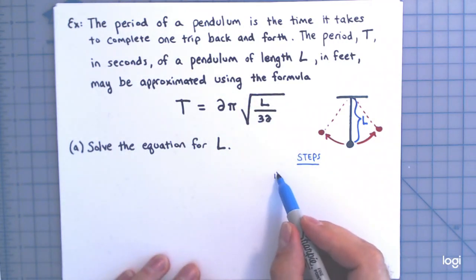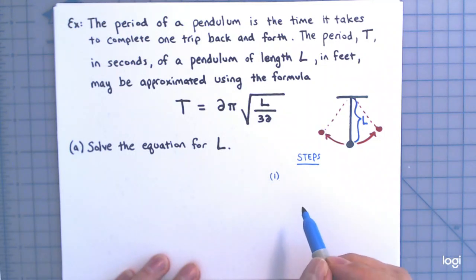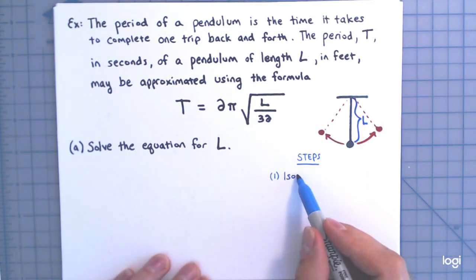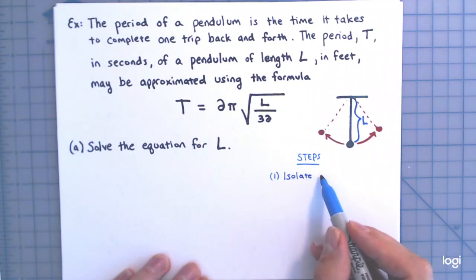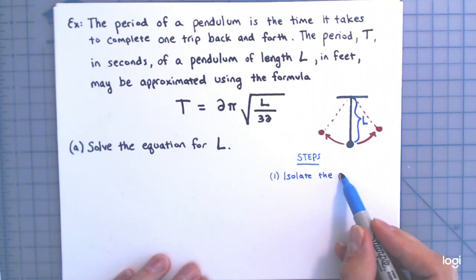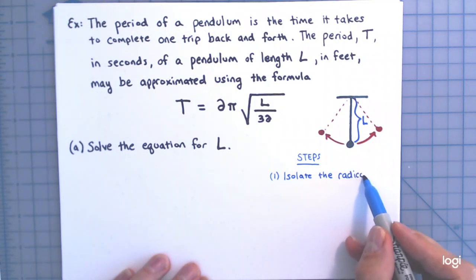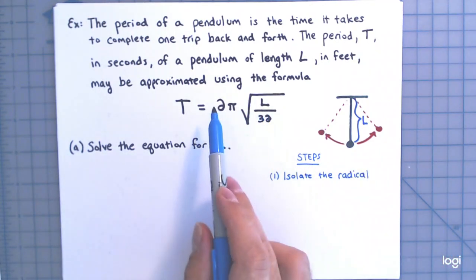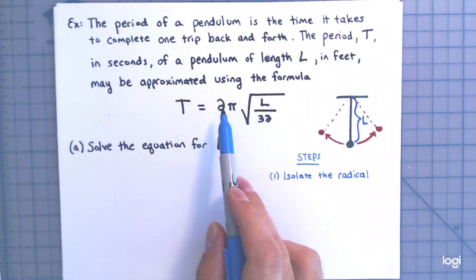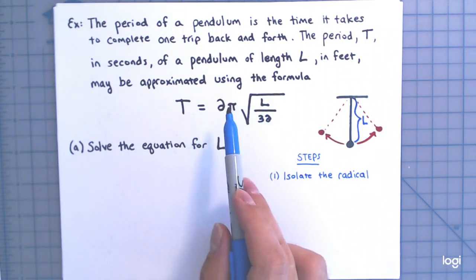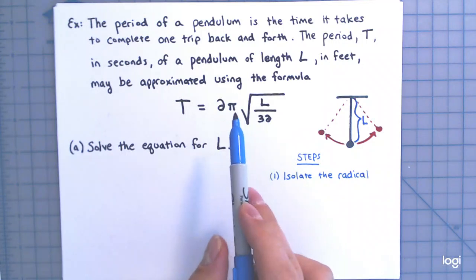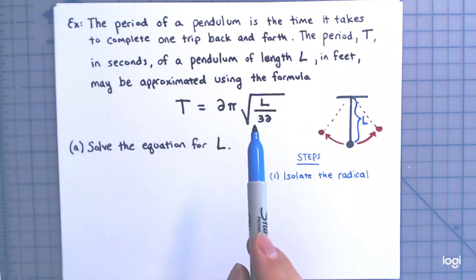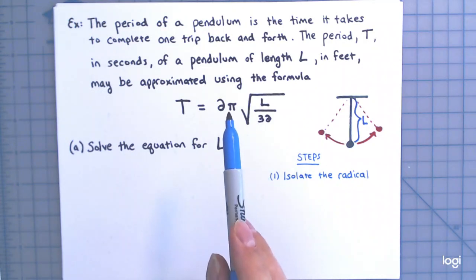So the first step in that video, as well as in this one, is going to be to isolate the radical. Now you could say the radical term, but this whole thing is one term over here. It's one big product, with factors of 2 and pi and the square root of L over 32. So I could say that it's isolated, but what I'm going to do is actually get the square root itself alone with nothing out in front.